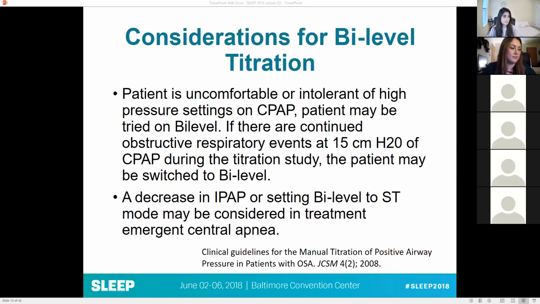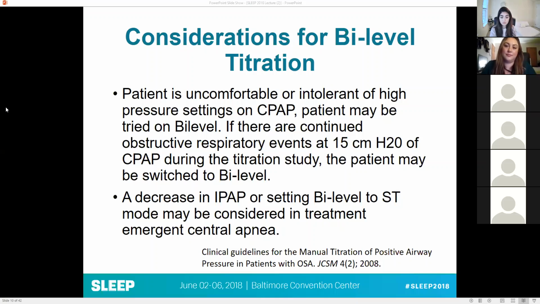But many times we will switch them to BiPAP at higher levels, particularly for PAP naive patients, because it can be very difficult. You almost feel like you're in a wind tunnel if you put the pressure too high. So on average, when you switch someone from CPAP to bilevel therapy, the mean airway pressure actually decreases.